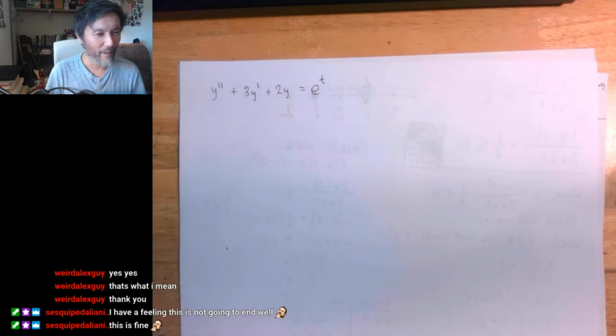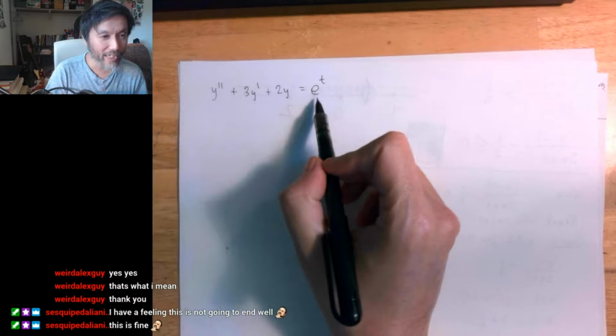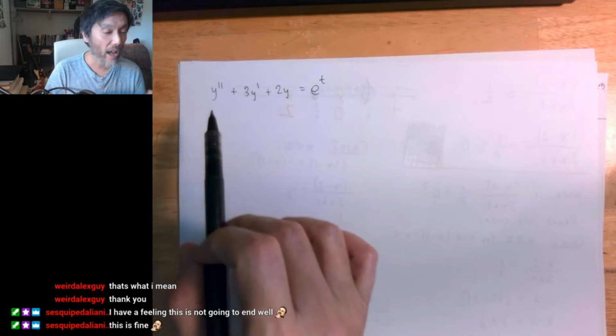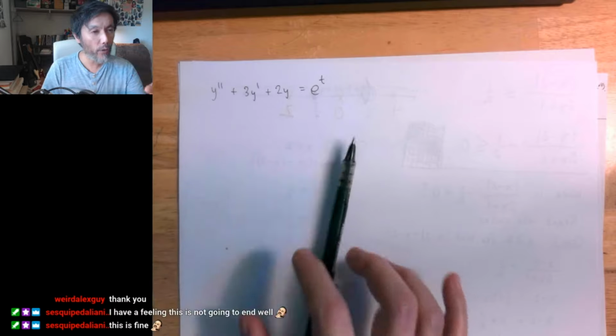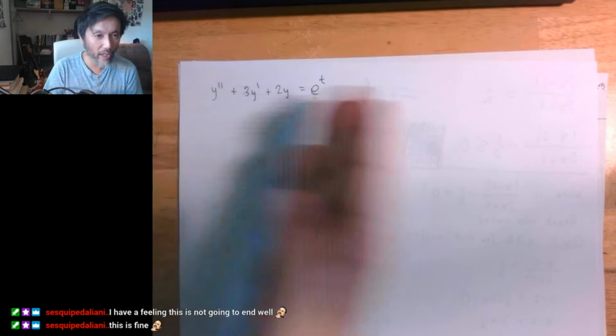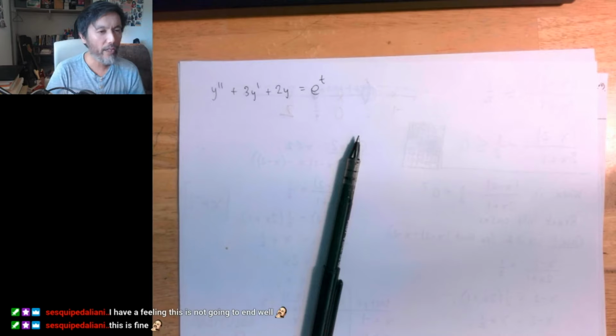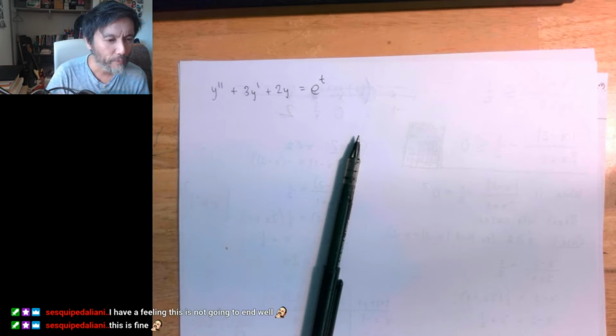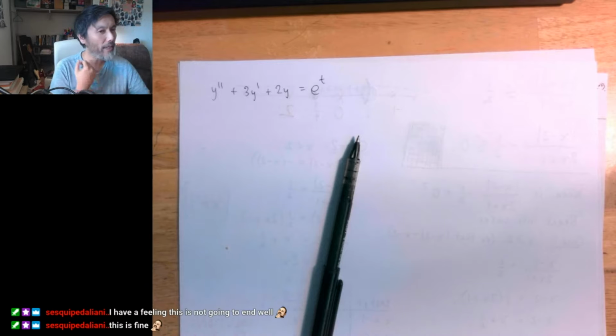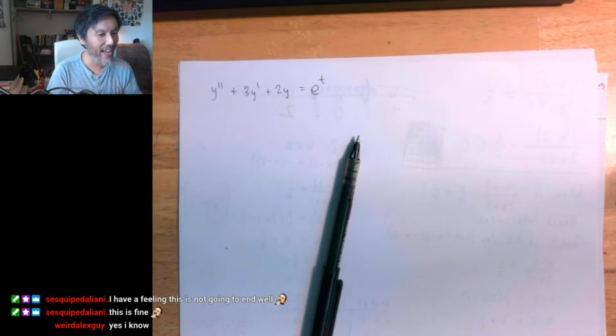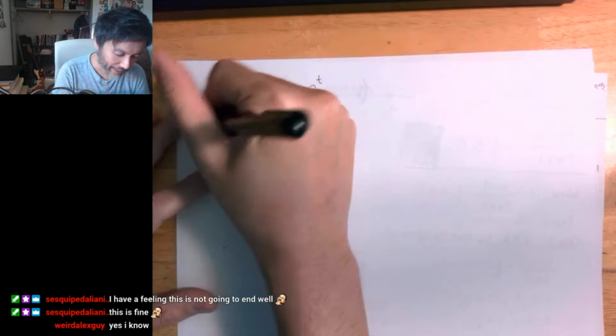Let's say you've got this guy. You're looking at e to the t. You're trying to guess any particular solution, right? Because if you find just one particular solution, you know the entire thing because you know how to solve the homogeneous equation super easily. So you just want to guess what the solution will be. Here's my guess.